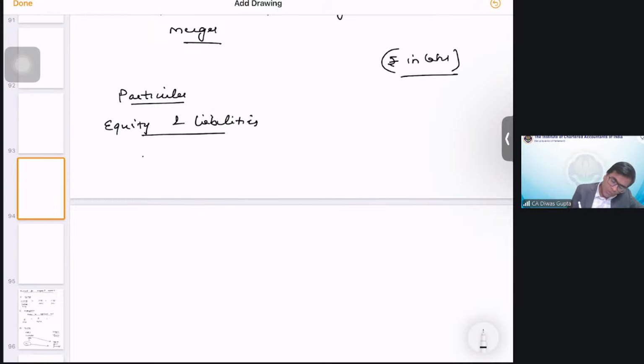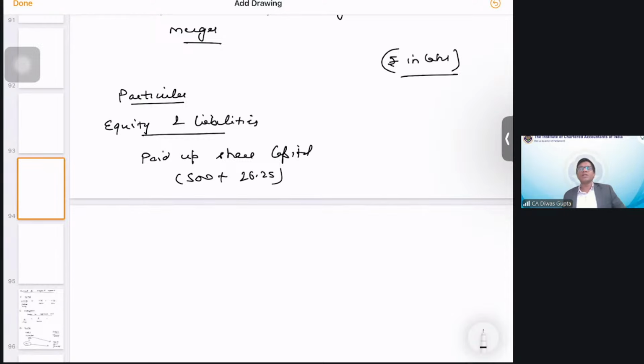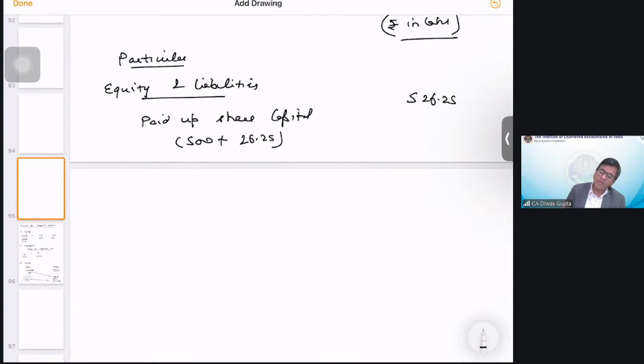So in this, the paid up share capital was 500 plus 26.25, the new shares that they have issued, right? Of the strong bank to the weak bank. So this becomes 526.25 lakhs. We have already mentioned above rupees in lakhs. So this is the paid up share capital.